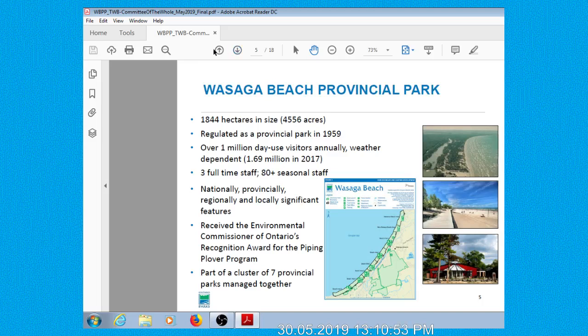And then Wasaga Beach Provincial Park is managed as part of a cluster of 7 parks. So Greg is the superintendent of 7 different parks, Wasaga Beach being one, Craig Leith being another over towards Collingwood, and then the remainders are non-operating parks on the escarpment.